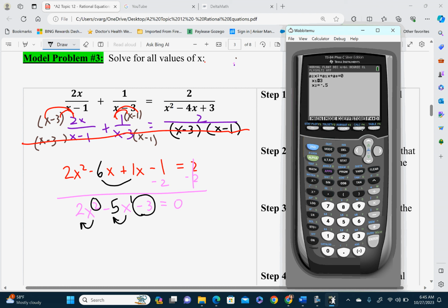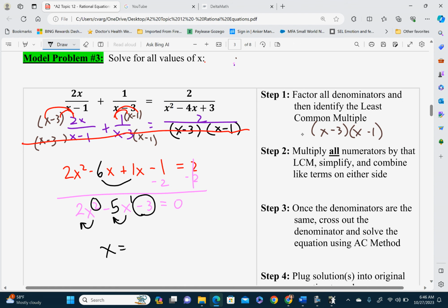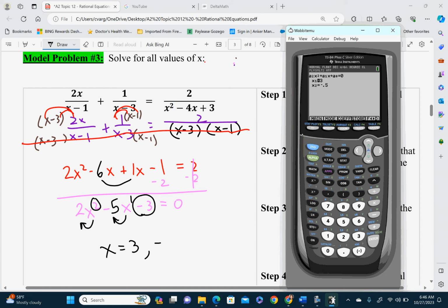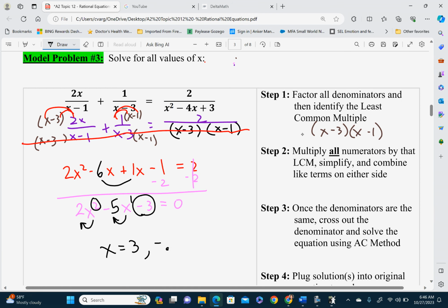There we go. So here are my two answers. x equals 3 and x equals negative, it's not negative 5, silly, negative 0.5, right? Negative 0.5. And because my calculator is giving this to me, I do not need to go through the solving, but I do need to check it, okay?